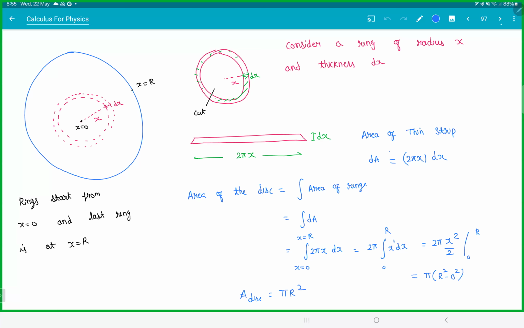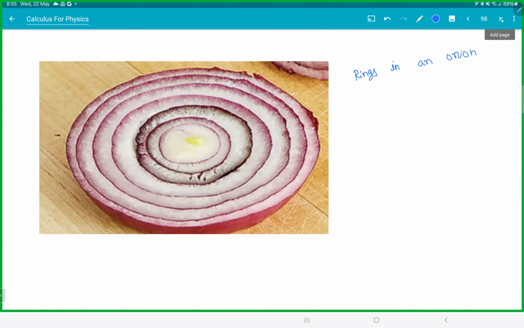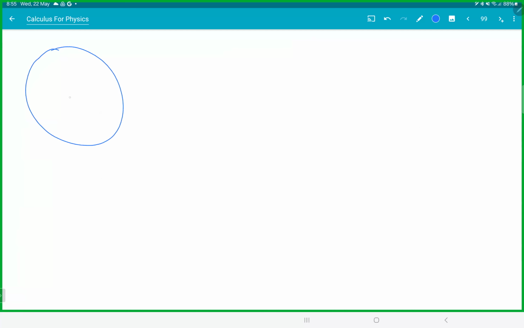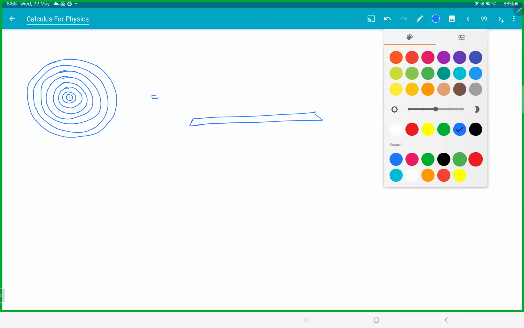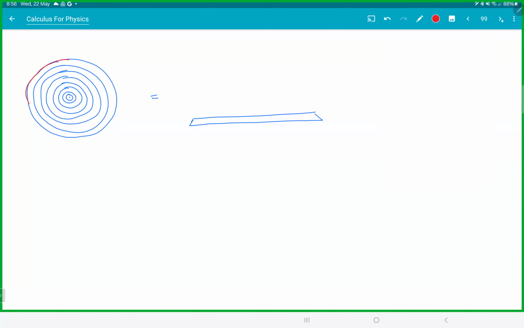There is another way to do this actually. When you take this disk and cut it into rings, ring, ring, ring, and so on, this is what I will suggest. I will take the rings and start putting them one upon another like this. So this is your outermost ring. I will take the outermost ring, open it and keep it here.